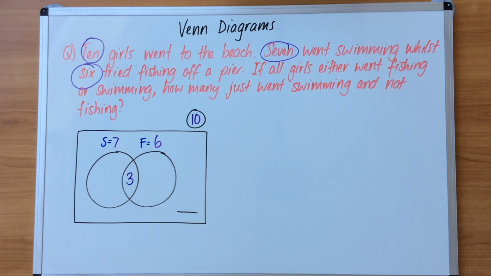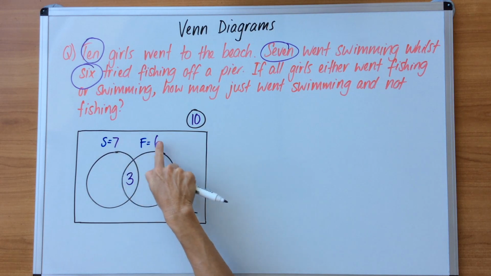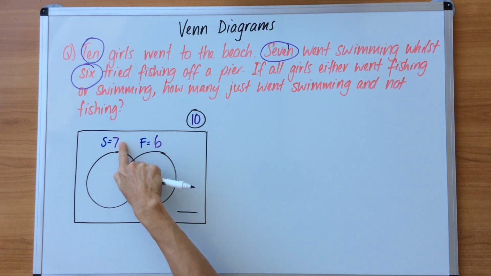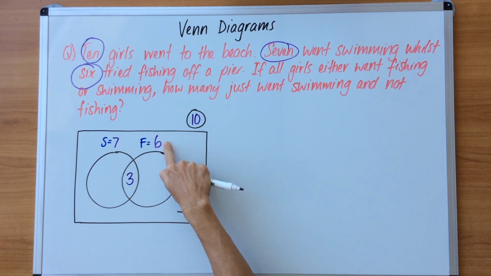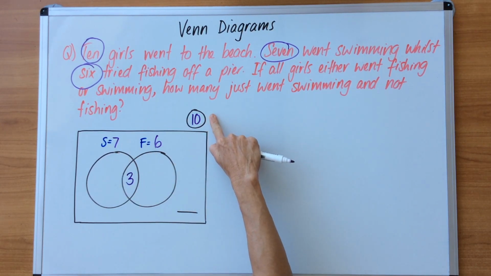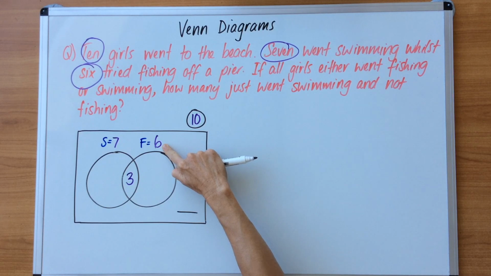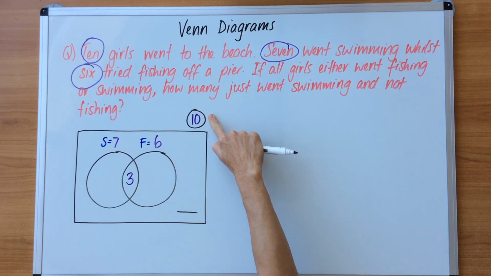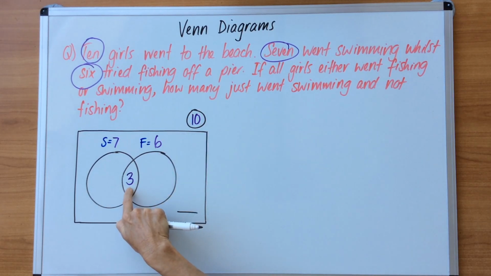I'll repeat that. Once you know these tallies up here, these totals of how many went swimming and how many went fishing, you add them together, which will be a greater number than this one here, and that is 13. Take away the population of 10, and it gives you 3, and that is your overlap. So you place the 3 in the middle.